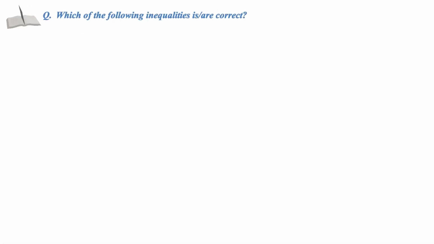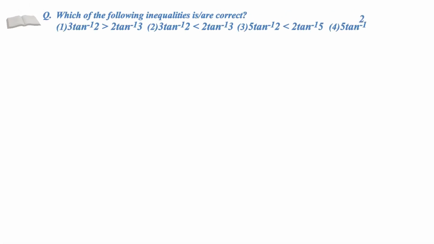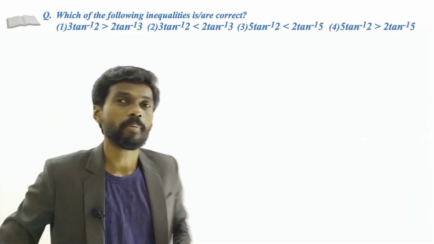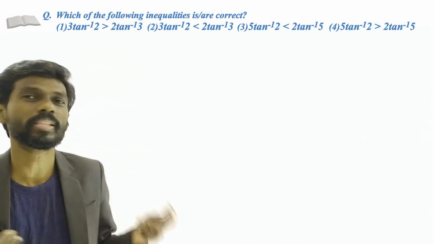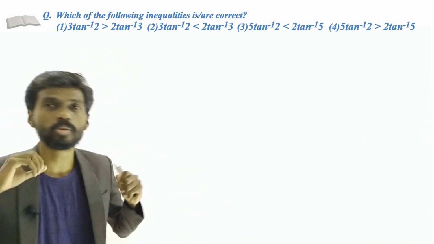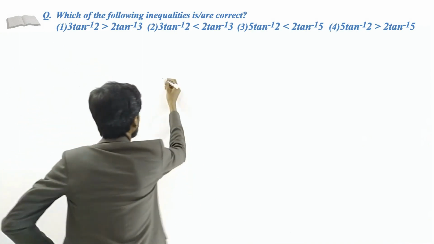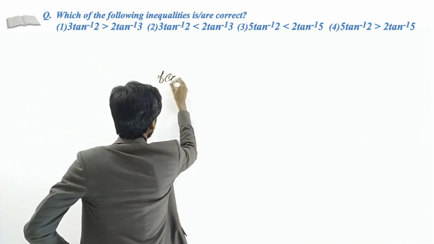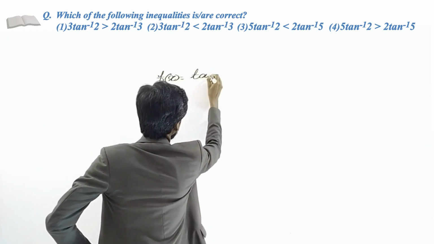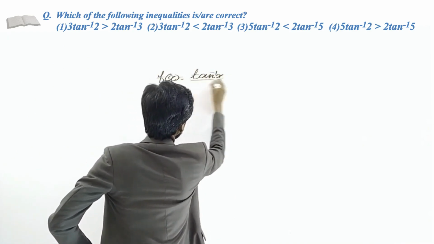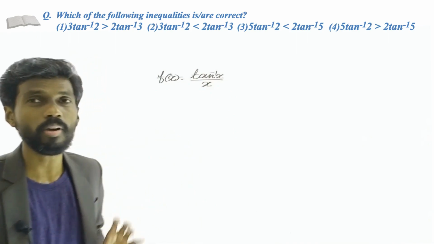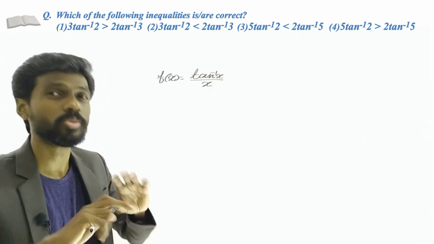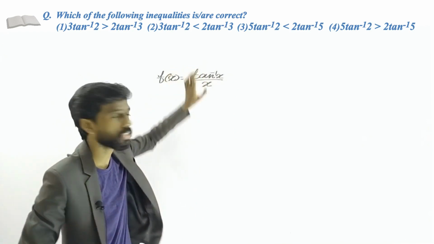Which of the following inequalities is correct? Here we have to compare two values, 3 tan inverse 2 and 2 tan inverse 3. Among these two values, whichever is bigger or smaller, that we have to find. So let us find it. For convenience, we will take the function f of x to be tan inverse x divided by x, because the given expression is actually of this form only. So we have to compare tan inverse 2 divided by 2 and tan inverse 3 divided by 3. Generally we take the function tan inverse x divided by x.